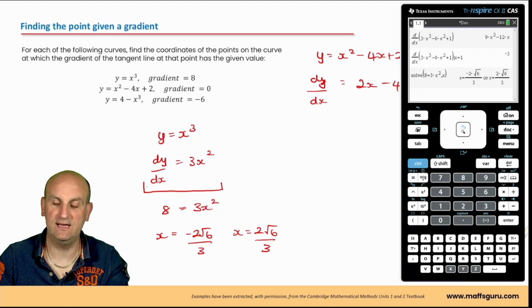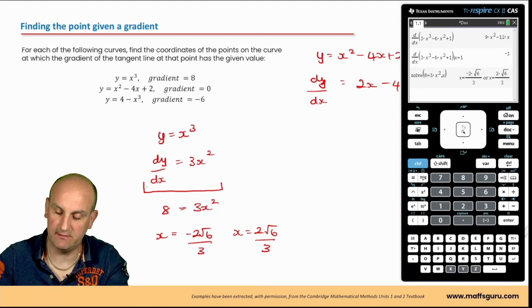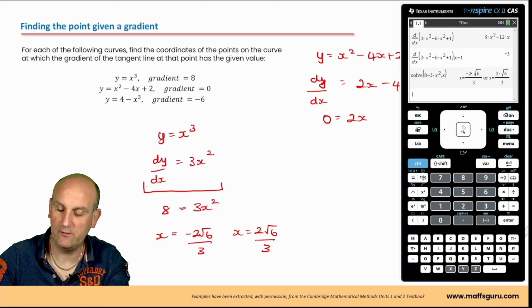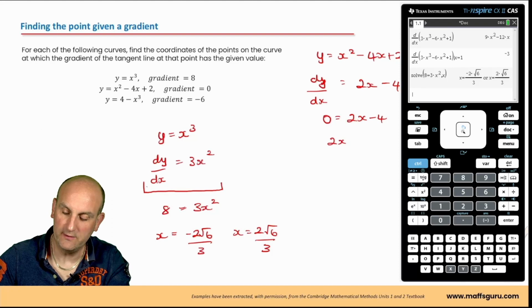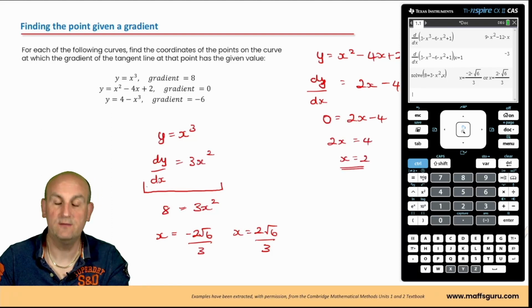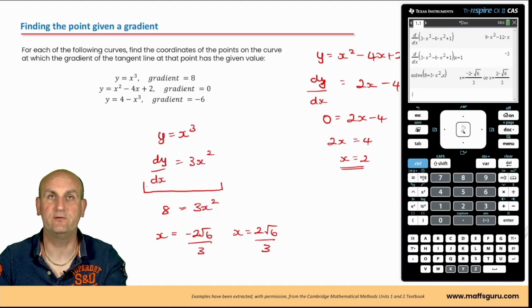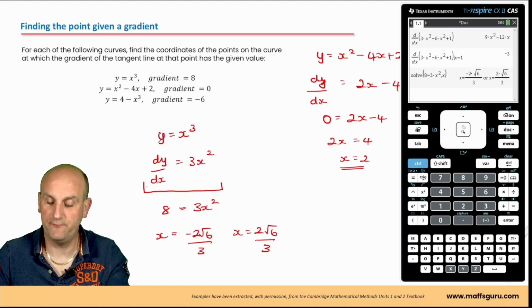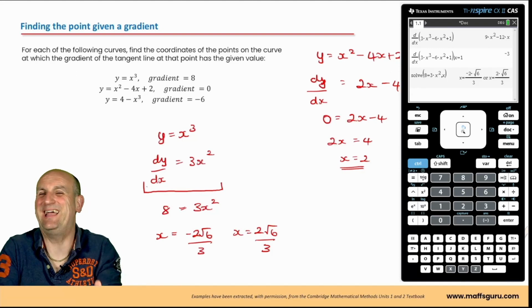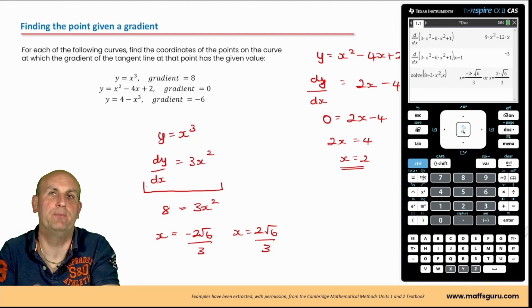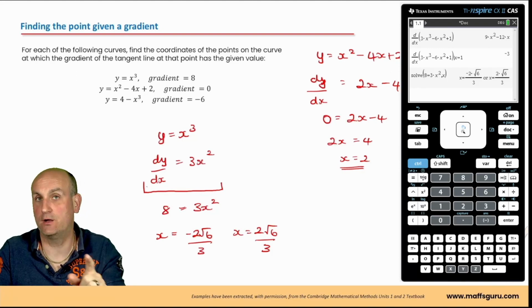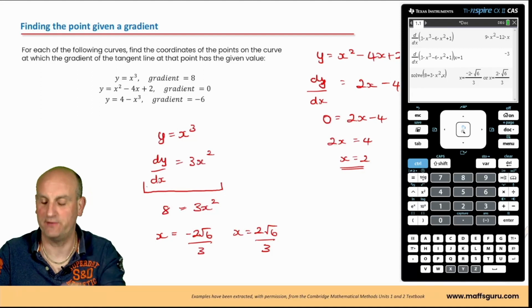Well, they've told me the gradient is 0, so dy by dx is 0. So I have 0 is equal to 2x minus 4. 2x is equal to 4, x is equal to 2. So in that situation, there was only one x value. There's only one place, when x equals 2, where the gradient is 0. Now obviously in many cases, just knowing an x value is fairly pointless. We'd probably want to find a coordinate. Spoiler alert, it's coming up.